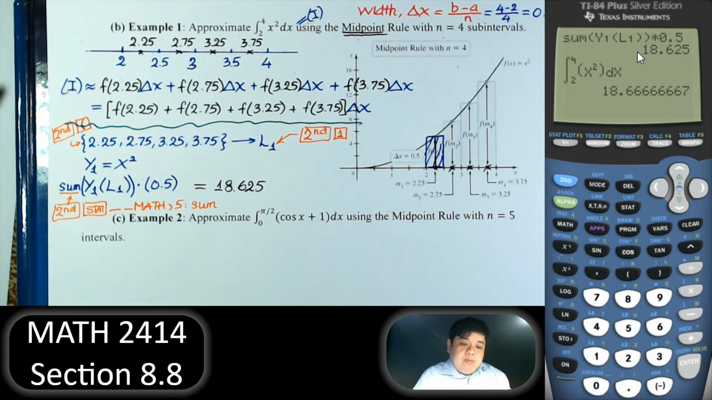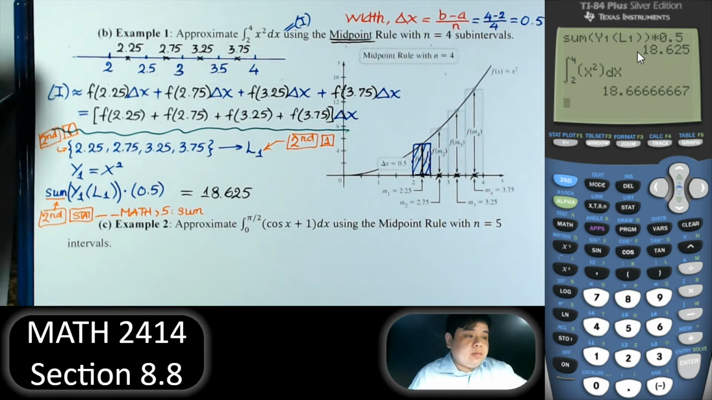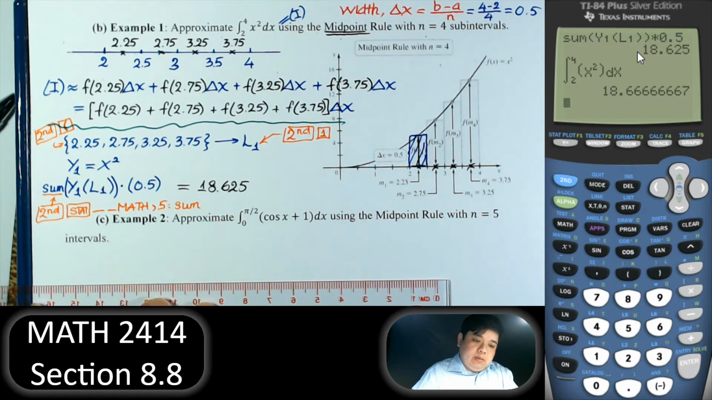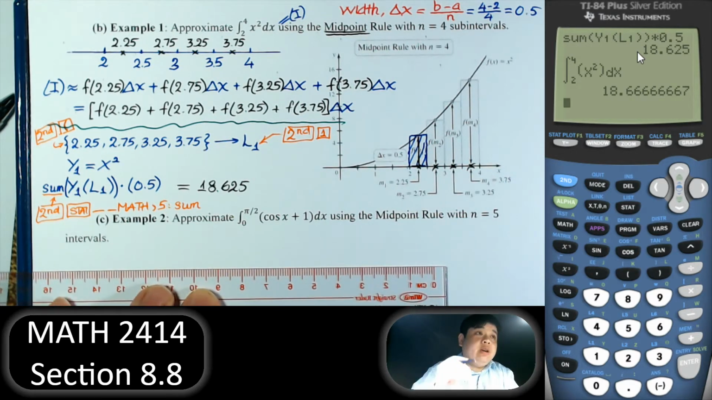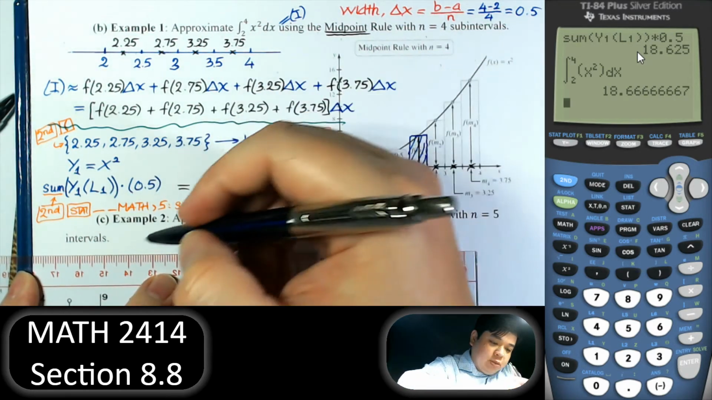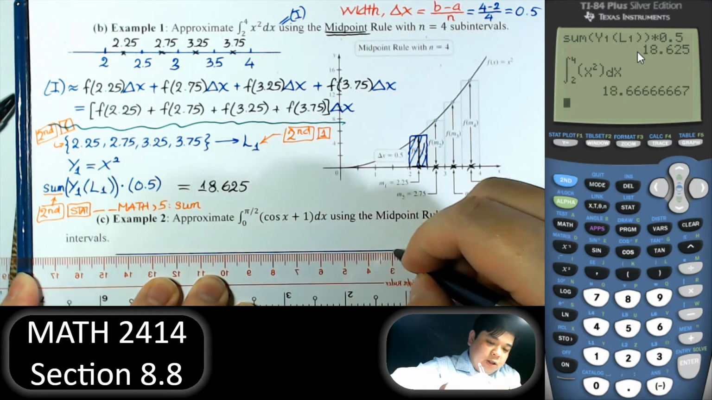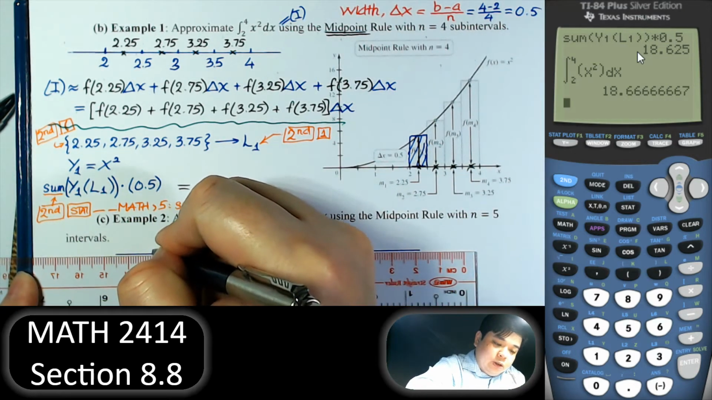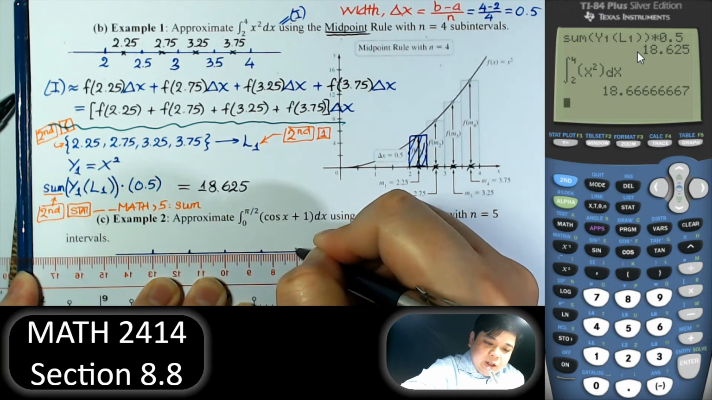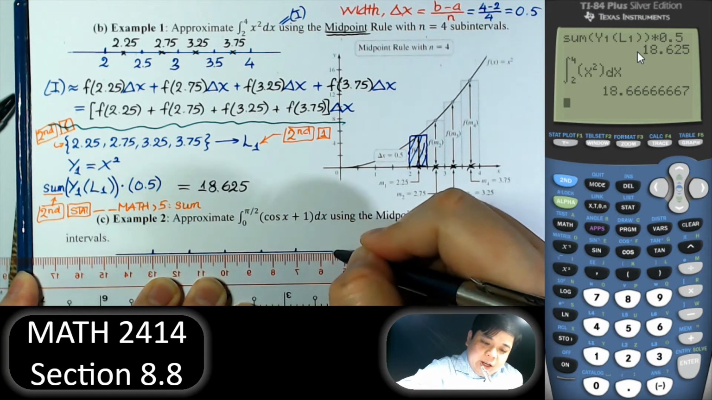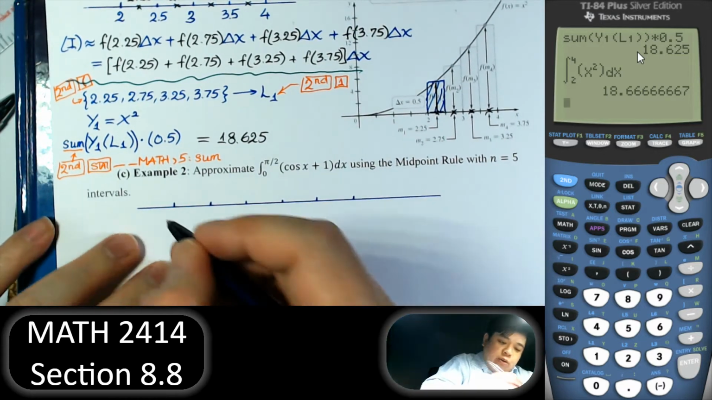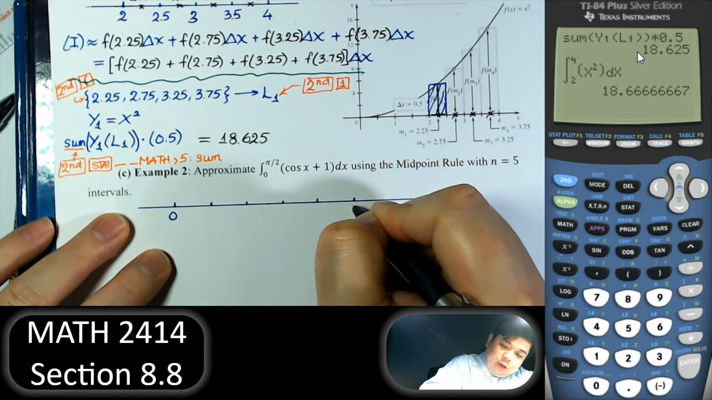Next, approximate that integral using midpoint rule with 5 intervals. So we go from 0 to pi over 2. Right. So first I'm just going to draw the interval and 5 points. So 1, 2, 3, 4, and 5 intervals, and we go from 0 to pi over 2.